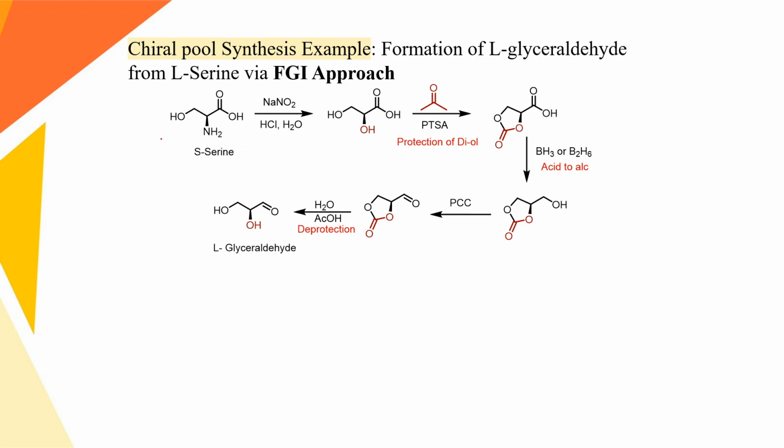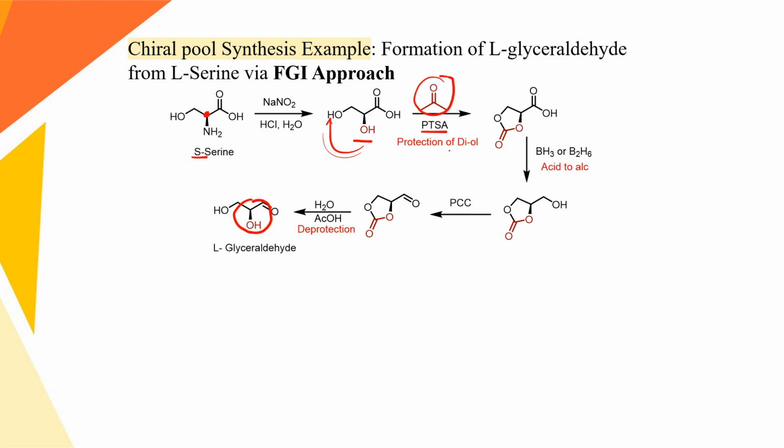Now this is S-serine, a naturally occurring amino acid which has a preserved chiral center here, and the configuration is S. So it will go via functional transformation to form the L-glyceraldehyde, where you can see that this particular chiral center is maintained. Now how can you do the transformation? First, using diazotization with NaNO2, HCl in presence of H2O, it will form OH. Now you have to protect this particular diol first.